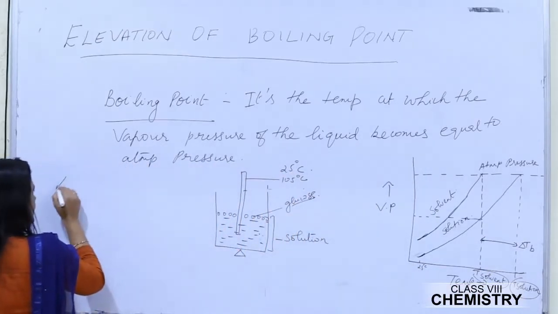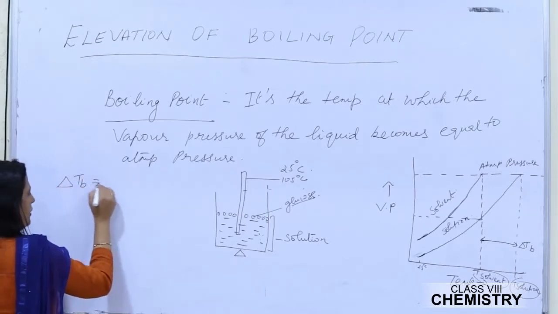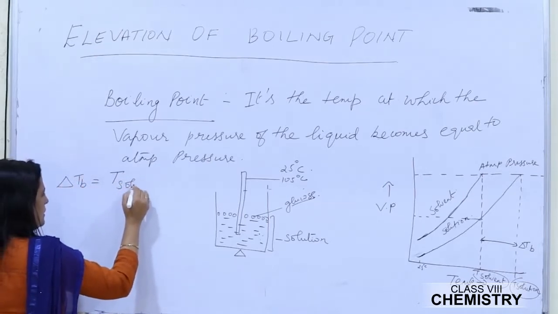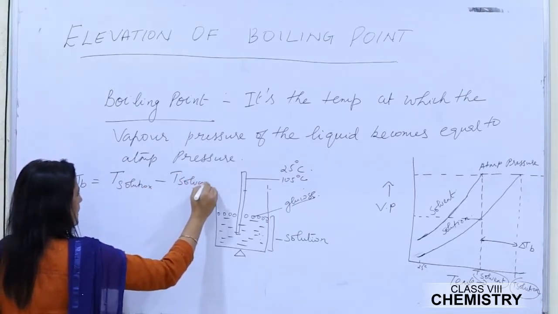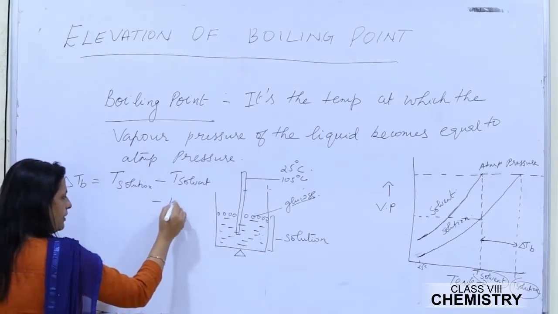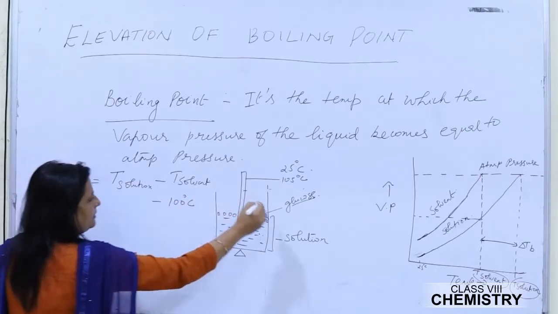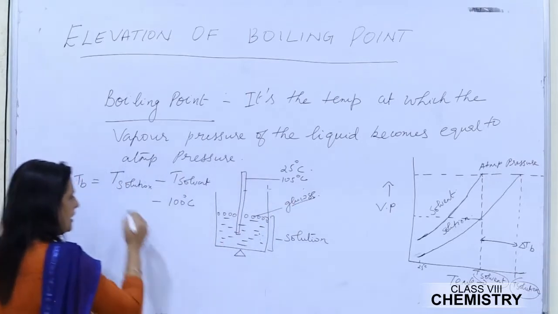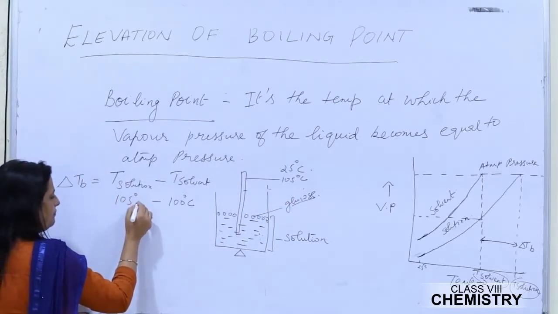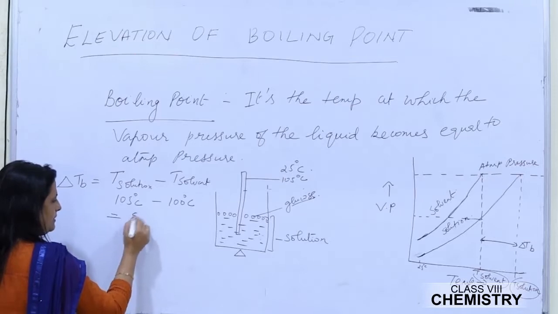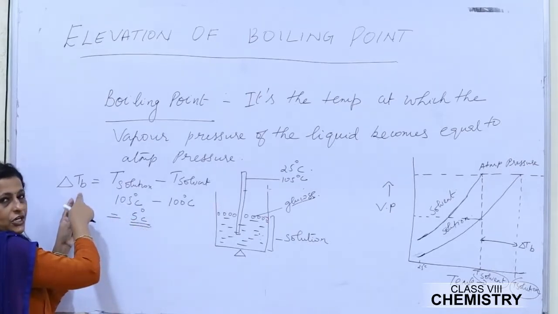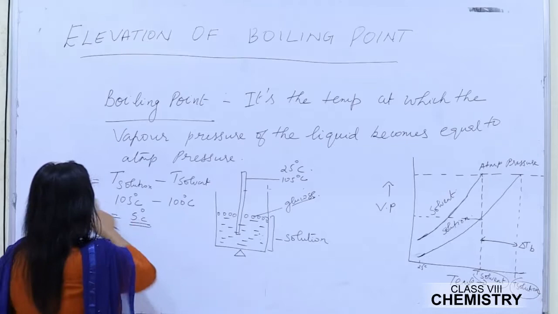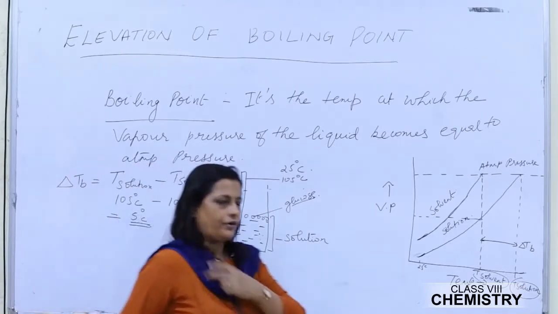Delta TB, which is elevation in boiling point, is equal to T solution minus T solvent. Here we had taken water as the solvent. Its boiling point is 100 degrees C, and we added a non-volatile solute, glucose, and there we got the boiling point as 105 degrees C. So what's the difference? 5 degrees C is the difference in boiling point, and this 5 degrees C represents the elevation in boiling point.